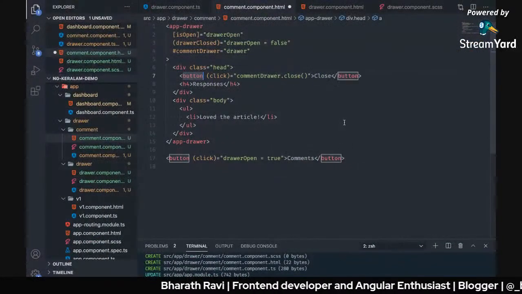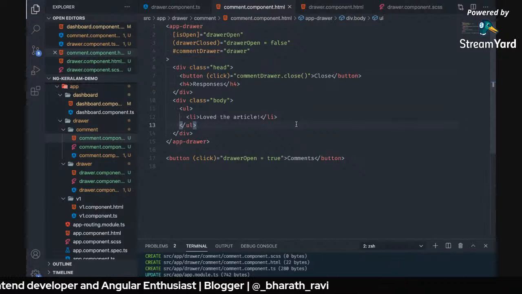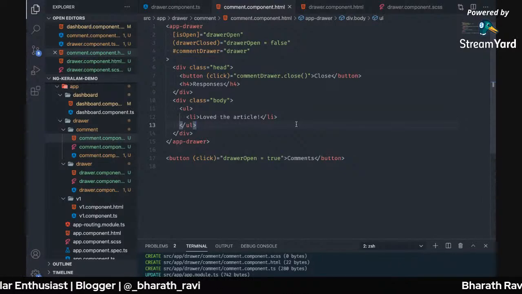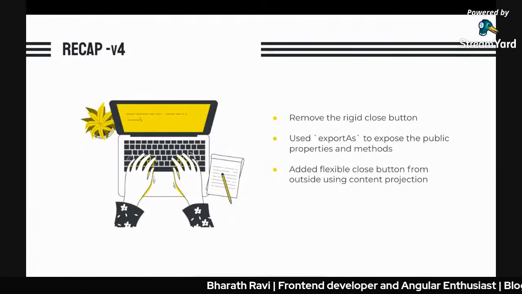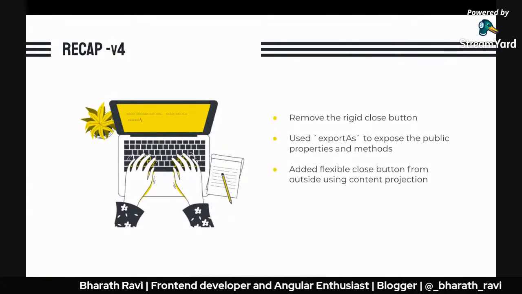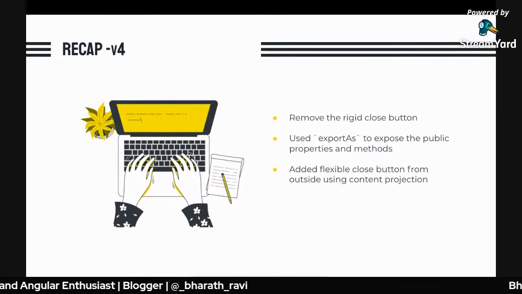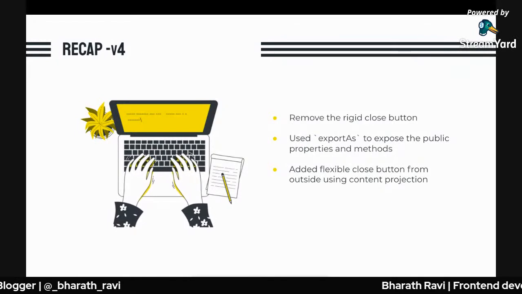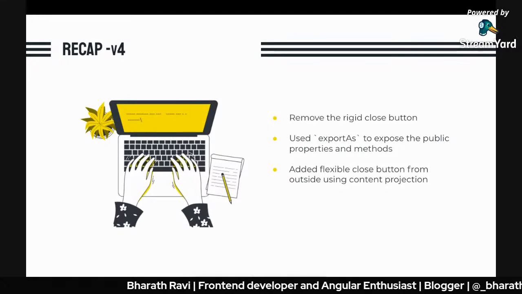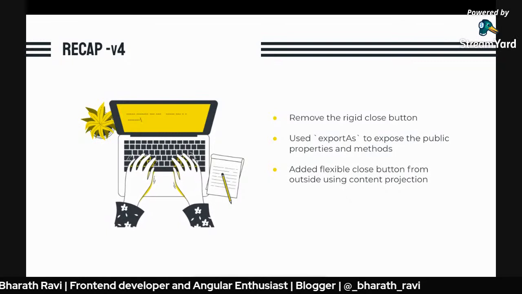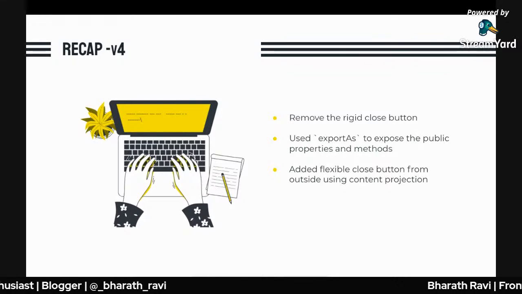So let me take it back to the button. Great, so this already works. Now we have the ability to provide a close button from outside. So what did we do with the export as? Let's go back to the slides and do a recap. We removed the rigid button from the drawer component, used export as to expose our component, and then used the close method from the outside using the button that is provided from outside. Great. That's our version 4 of our drawer component.